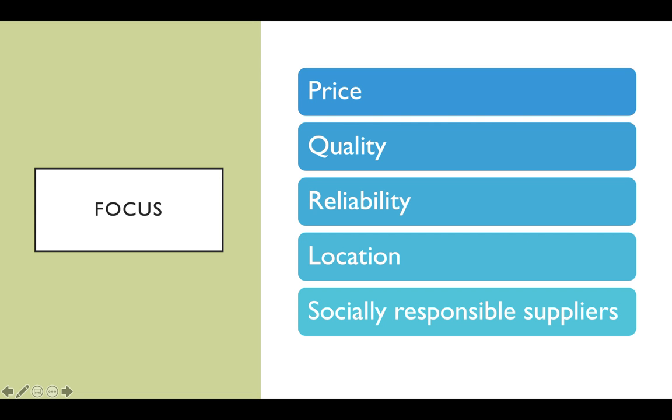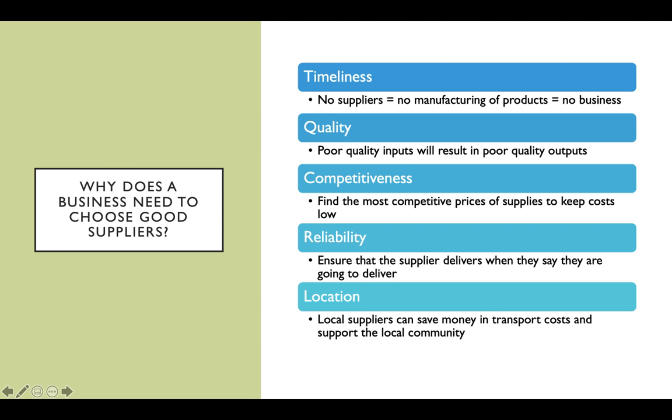Okay, so when we are talking about suppliers, we are linking it always to the price, the quality, the reliability, the location, and socially responsible suppliers. Okay, so why does a business need to choose good suppliers? If the suppliers haven't arrived on time, it means that halts in production may occur, meaning that products aren't developed on time, customers cannot then purchase.